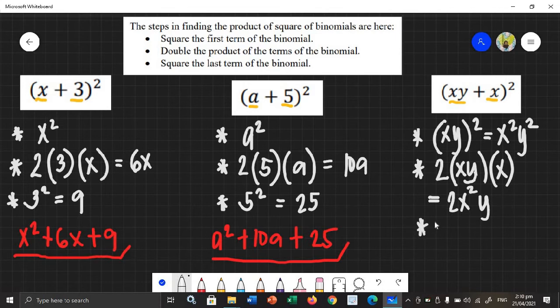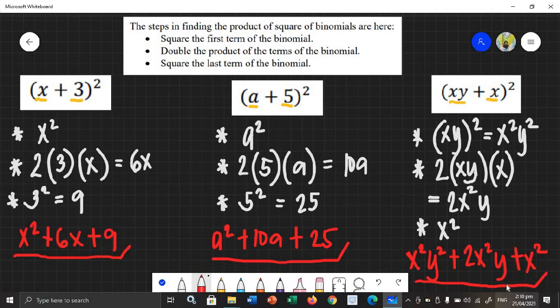And then, applying the third step, we need to square the last term of the binomial. So, square natin si x, we will get x squared. Combining these terms, our answer will be x squared y squared, and then plus, positive kasi, plus 2x squared y, then positive din yung last term, plus x squared. This will be now our answer.